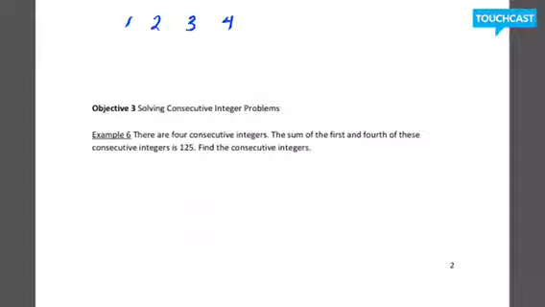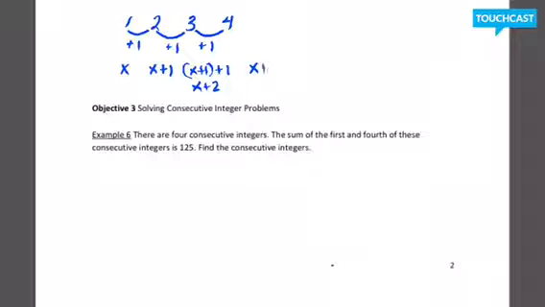And I want to look at what I do to the 1 to get to the 2. And then what do I do to the 2 to get to the 3? And what do I do to the 3 to get to the 4? I'm adding 1 each time. And every consecutive integer is 1 away from the one before it. If I'm talking about consecutive integers, then I can start off with x, and the next consecutive integer will simply be x plus 1. And the next one after that would be x plus 2. And the next one would be x plus 3.